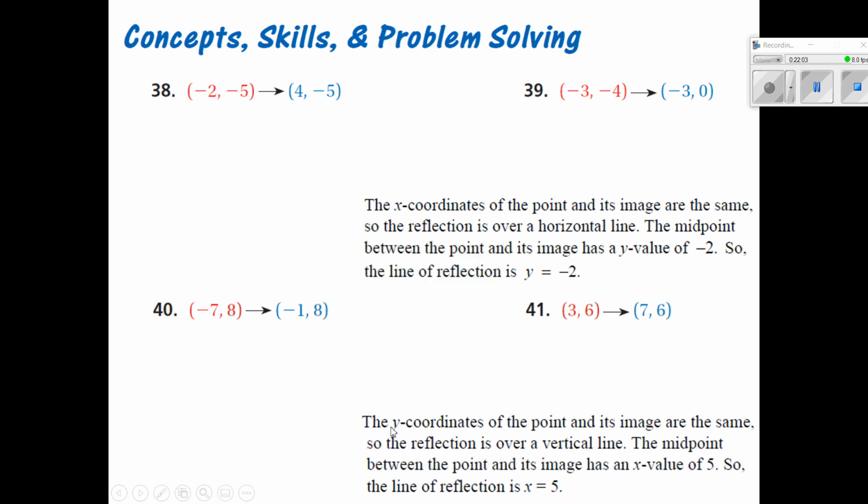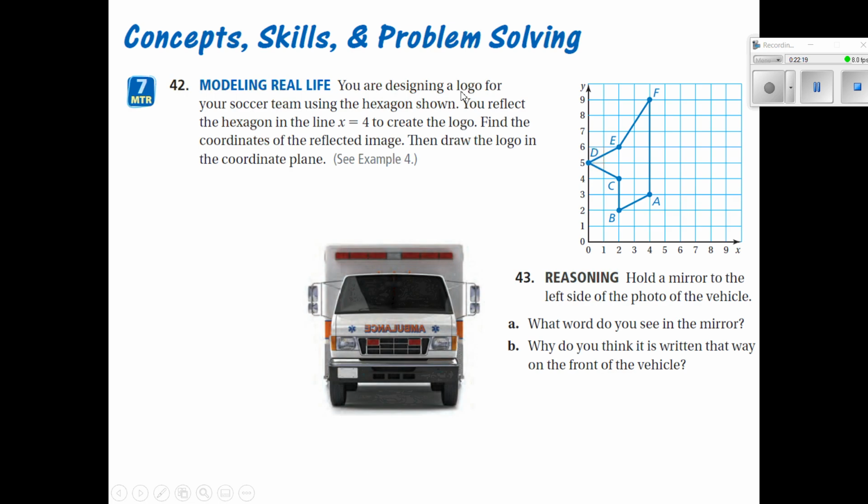And as you can see over here, the y-coordinate of the point and its image are the same. So the reflection is over a vertical line. The midpoint between the point and its image has an x value of 5. So the line of reflection is x equals 5. All right, let's move on. Number 42 is for you to do.